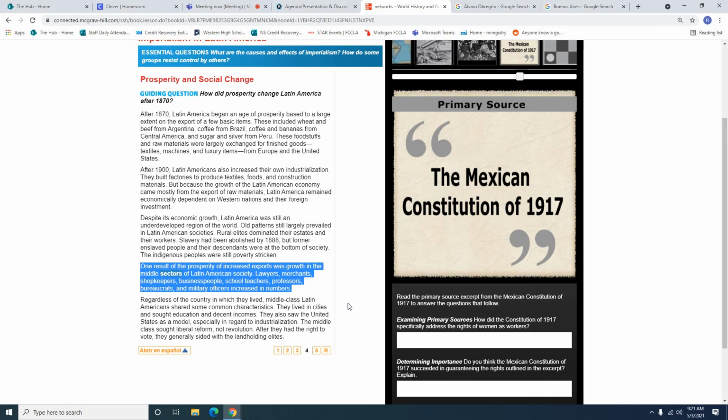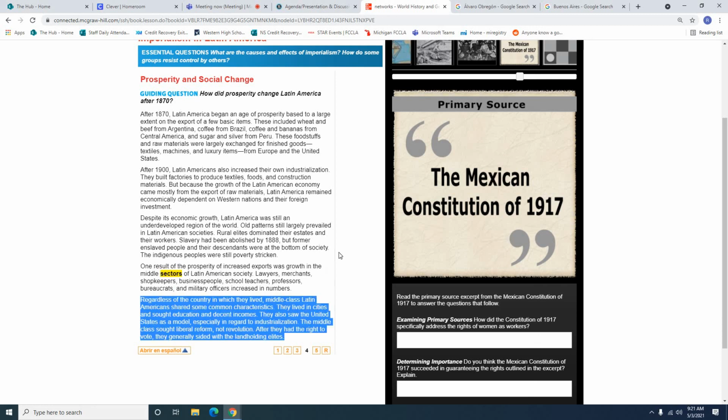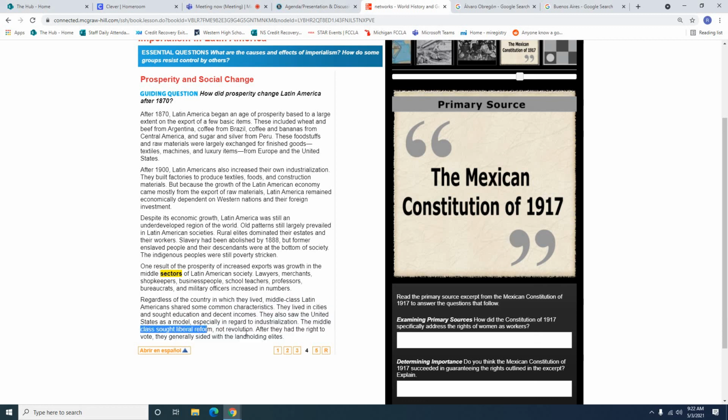But you'll also see a rise of the middle sectors, right? Middle class, lawyers, merchants, shopkeepers, business people, school teachers, professors, bureaucrats. And they are just as filled with a national pride as the working class, as the poor, but they don't call for revolution as much as they might just call for reform. And that's very common that we see in other areas, particularly you see that in India, right? So they would rather liberal reform, not revolution. Education and decent incomes, that's all they're going to advocate for, really. And of course, if they had the right to vote, they generally side with the landholding elites.